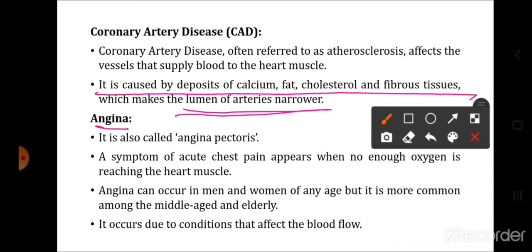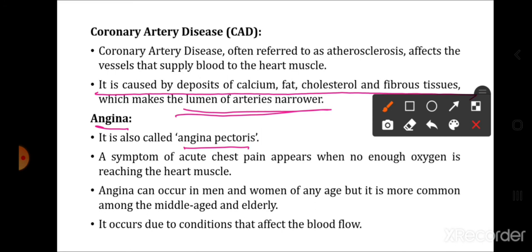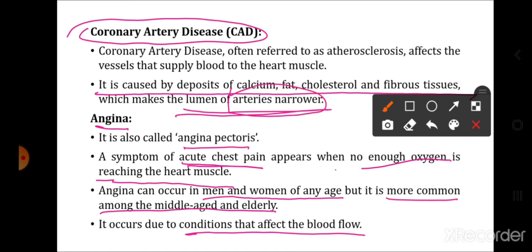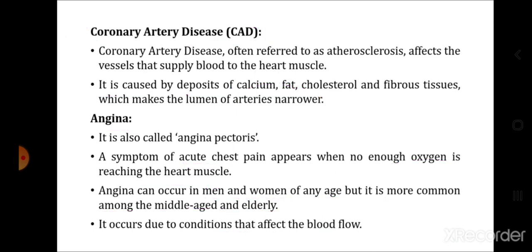The next disease is angina. It is also called angina pectoris, whose main symptom is acute chest pain. The symptom of acute chest pain occurs when not enough oxygen reaches the heart muscles. If the heart muscles do not get proper oxygen, acute chest pain occurs. Angina can occur in men and women of any age, but it is more common in the middle aged and elderly. It occurs due to a condition that affects blood flow, such as coronary artery disease. Here the cavity of the arteries becomes narrow, due to which blood flow does not happen properly, and it may cause angina.